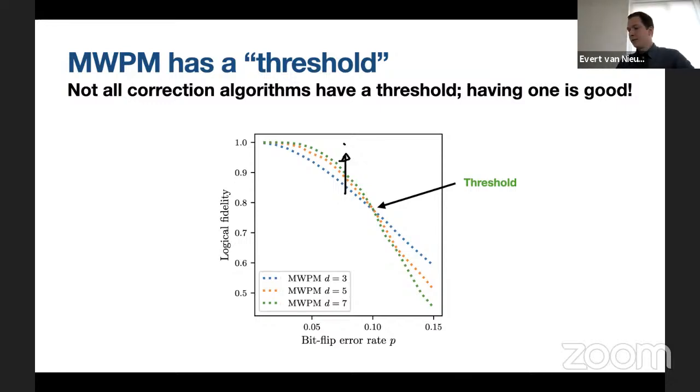Okay. And it's not so important. I mean, obviously, having a higher threshold is better because you can get away with worse qubits. But having a threshold, I think, is one of the most important parts of a decoder or correction algorithm, because that means that there is a point at which you can stop worrying about your physical qubits.